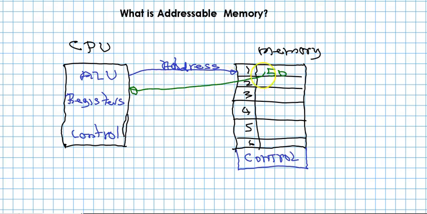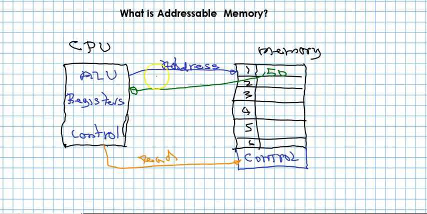Now, just before that happens, there's a control signal, and let's do that in orange, shall we? We release a control signal to tell the memory that we actually want to read the data that is in that address.